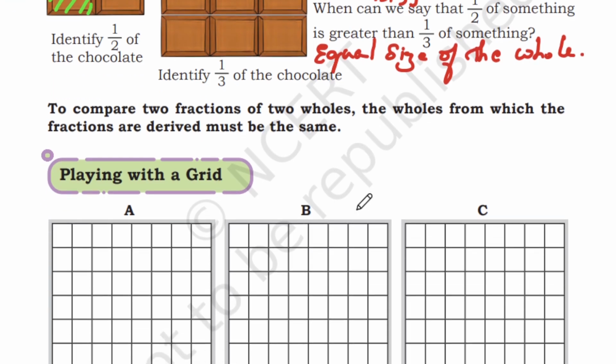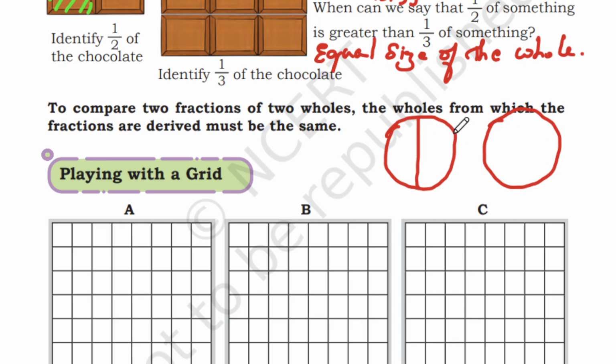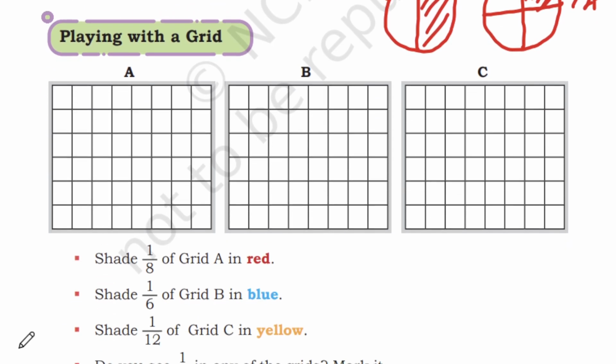Okay, next. To compare two fractions of two wholes, the wholes from which the fractions are derived must be the same. Yes, to compare, the whole must be the same. So for example, if you have two, the whole must be the same. This is 1 by 2 and this one is 1 by 4.